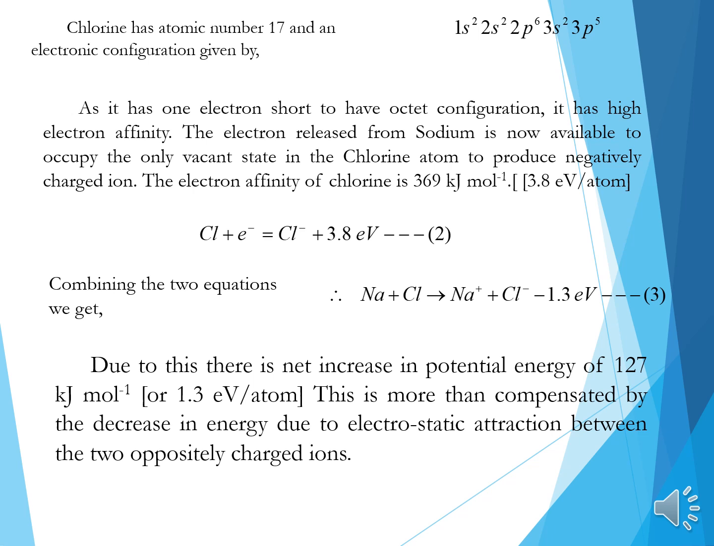Combining sodium and chlorine, we have Na plus Cl gives Na+ Cl- minus 1.3 electron volt. That means 1.3 electron volt energy is required. Due to this, there is a net increase in potential energy of 1.3 electron volt per atom. This is more than compensated by the decrease in energy due to electrostatic attraction between the two oppositely charged sodium and chloride ions.